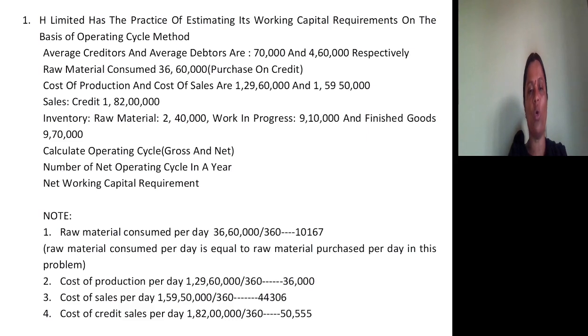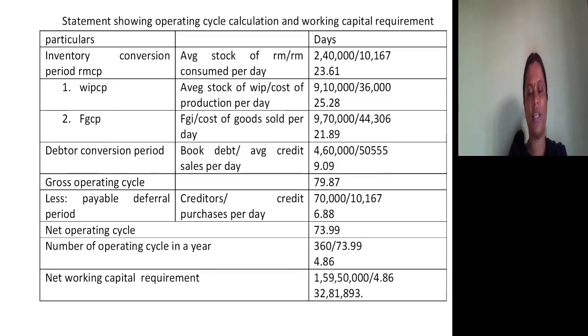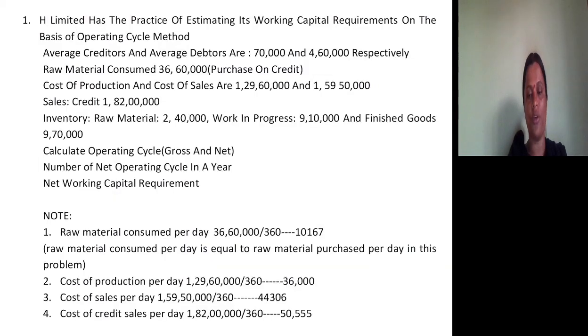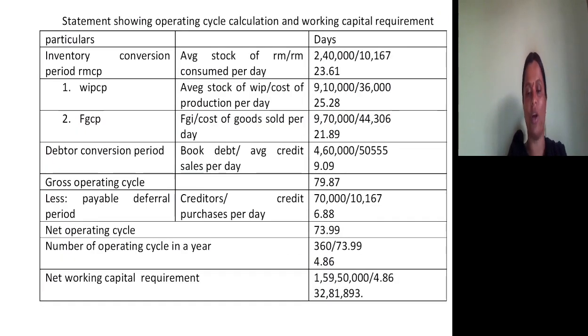So what is cost of sales given in the problem? So 1,82 lakh. So cost of sales is not 1,82 lakh. How much it is given? Cost of sales is directly given in the problem, 1,59,50,000. So divided by number of operating cycle in a year 4.86. So total working capital requirement based on operating cycle is 32,81,893.